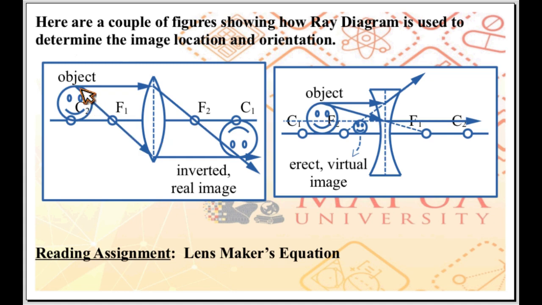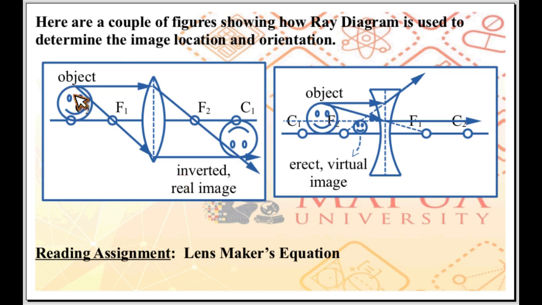The second light ray is directed towards F1. When it strikes the lens, the lens will refract it to become horizontal. The light ray will become horizontal, parallel to the center line. So we have two refracted light rays. One refracted light ray, another refracted light ray. They intersect at this point. There is an image formed at this point.